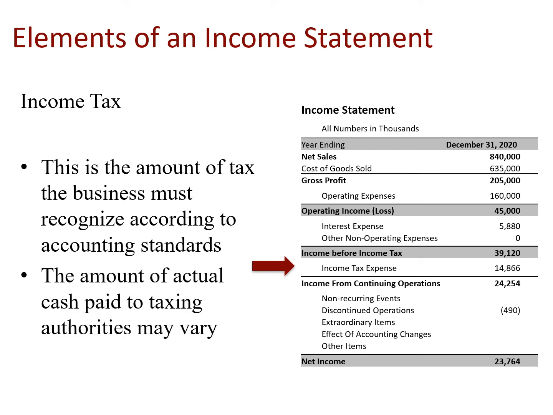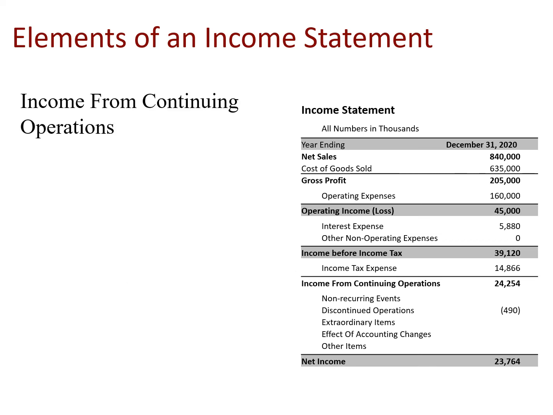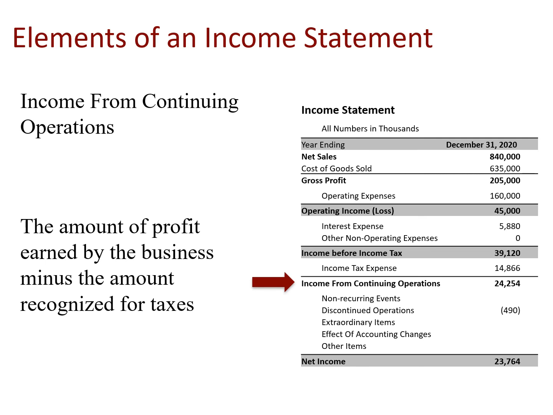The amount of actual cash paid to taxing authorities may vary. There may be a lot of reasons for this. One of the biggest reasons is the difference between depreciation that's allowed for income tax purposes compared to depreciation expense that's allowed for generally accepted accounting principles. Income from continuing operations is basically the amount of profit earned by the business minus the amount recognized for taxes.